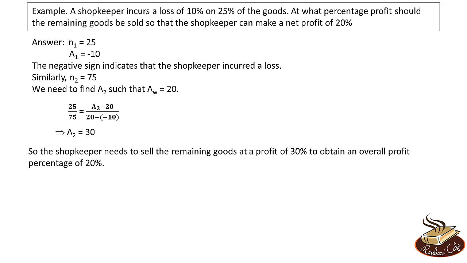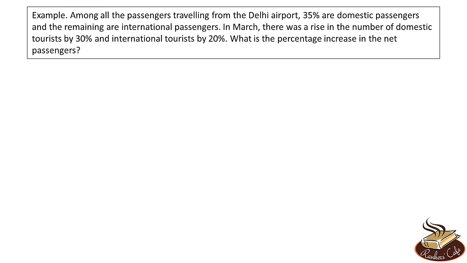Let's do one final example on this concept. Among all the passengers traveling from the Delhi airport, 35% are domestic passengers and the remaining are international passengers. In March, there was a rise in the number of domestic tourists by 30% and international tourists by 20%. What is the percentage increase in the net passengers?